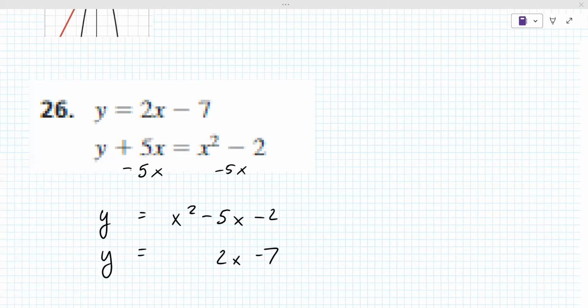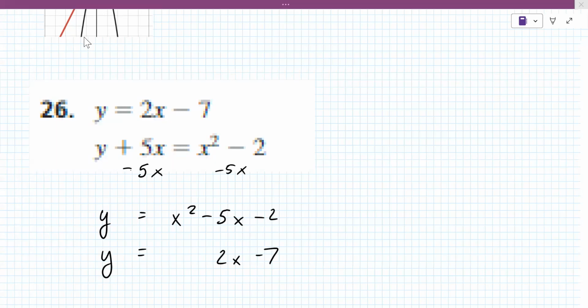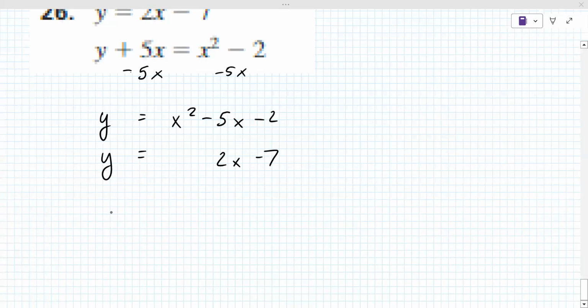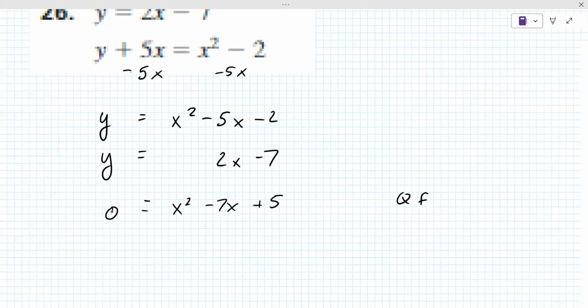Okay. Hooray. But the solutions are not nice. Wow. Okay, so you end up getting 0 equals x squared minus 7x plus 5. Does that look right to you? Yeah, so this one you have to use the quadratic formula on. So I'd like you to solve with the quadratic formula, and then we'll talk about what to do.